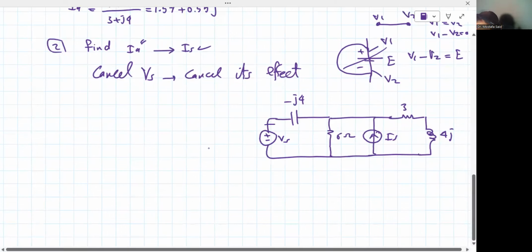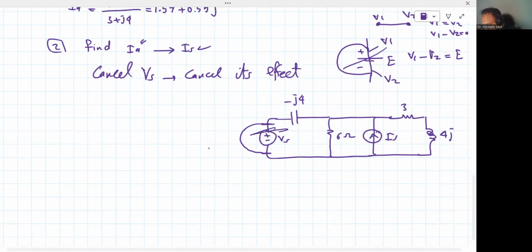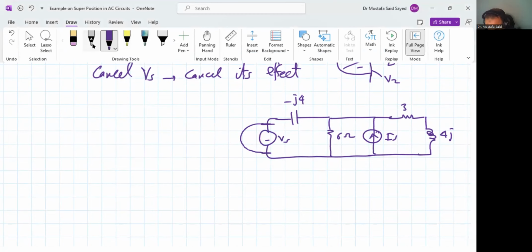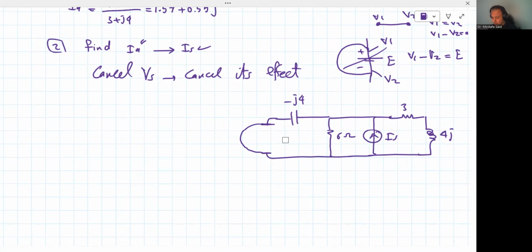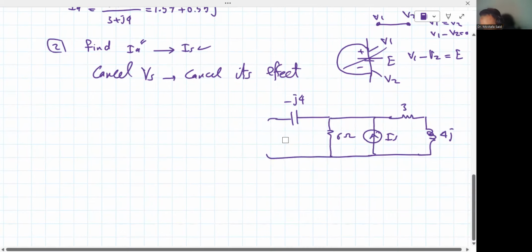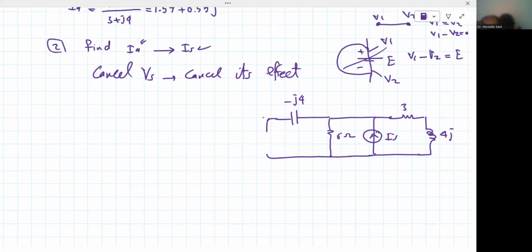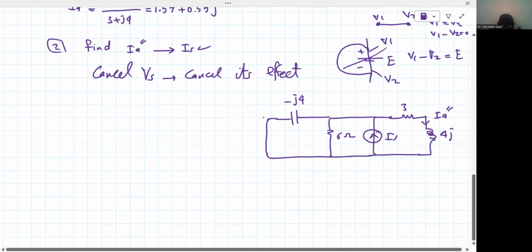So we want to make this node equal in voltage to that node. We cancel its effect. So how to do that? Make a short circuit like that, then remove it completely. It looks ugly, right? So we can also remove the short and make it straight, like that. We canceled the voltage source. Congratulations. Okay, good. This is now IA double dash, which we're gonna find right now.